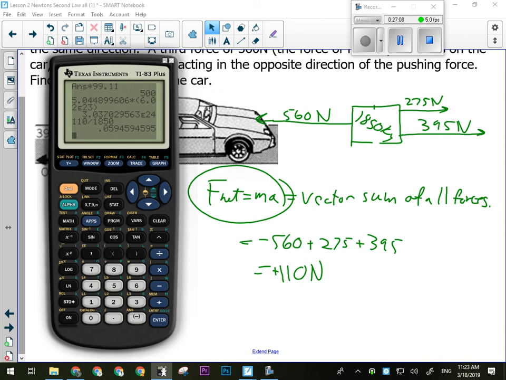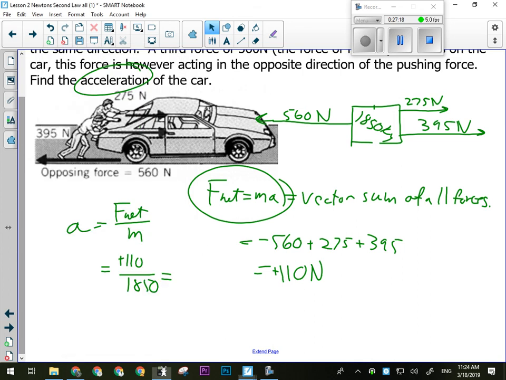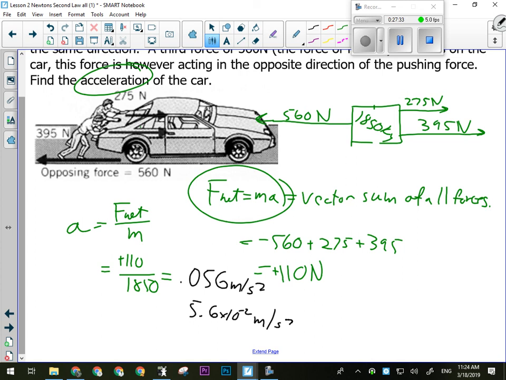But if I keep pushing, that adds up. Every second I push, it'll go 6 centimeters per second faster, and eventually I'll get it to the point where the person can get it going. All right, so we're going to have 0.056 meters per second squared, or we could say 5.6 times 10 to the minus 2 meters per second squared, and that would be forwards or positive or something like that for our vector.